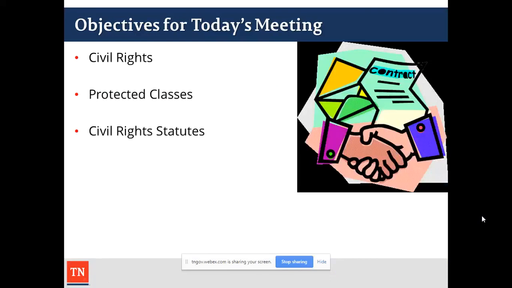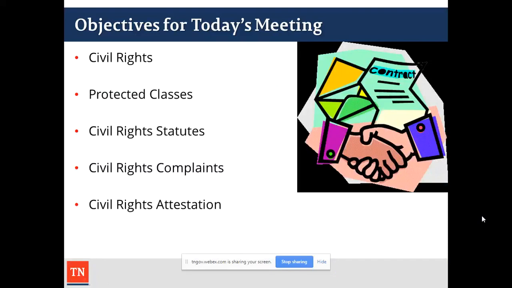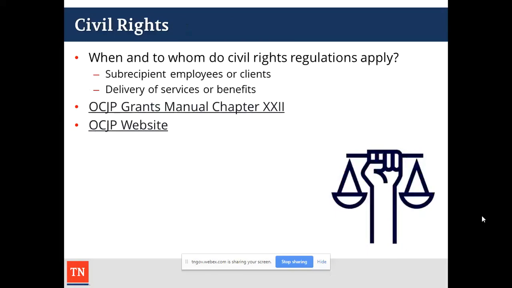So what we will talk about specifically is who do civil rights apply to, what are the civil rights laws and statutes, how do you handle civil rights complaints, and how do you handle the civil rights attestation. So when and to whom do civil rights regulations apply? To subrecipient employees or clients and anybody who is receiving services or benefits.